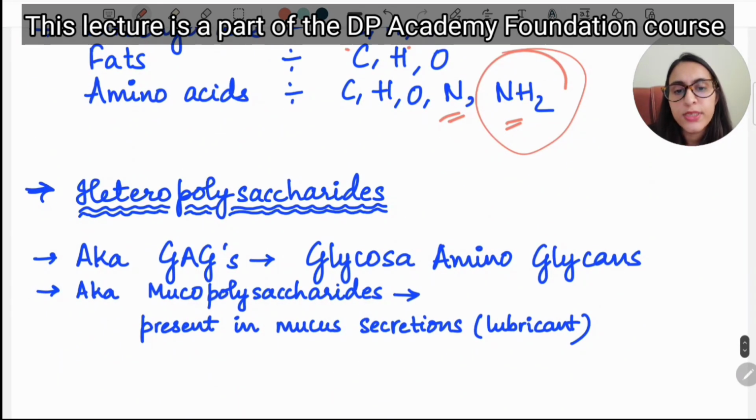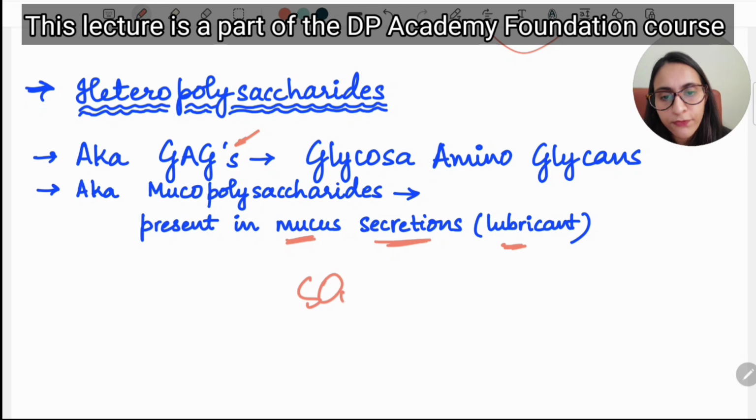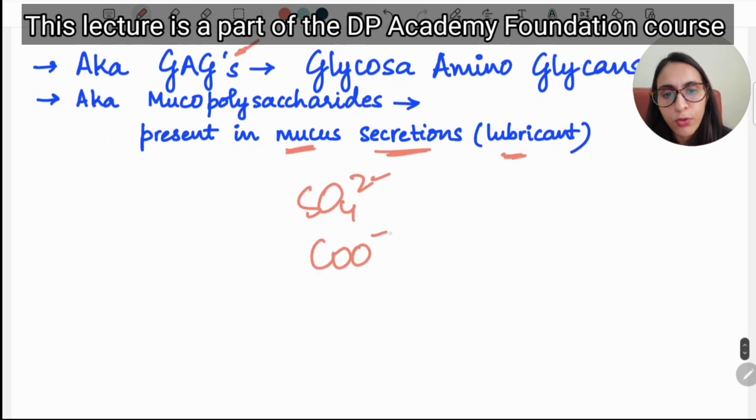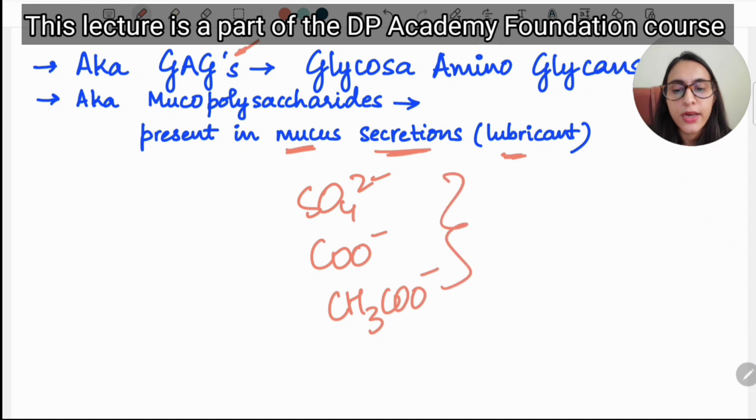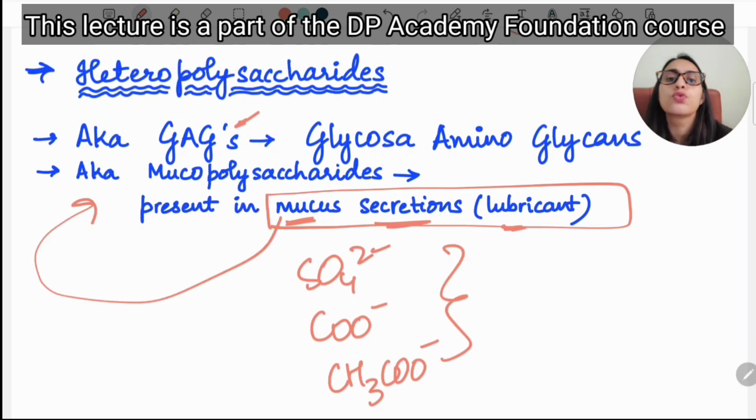Coming to heteropolysaccharides are glycosaminoglycans. They are also known as mucopolysaccharides. Why mucopolysaccharides? Because they are present in the mucus secretions. That is, they act as a lubricant because they contain negative charges, such as sulfates, carboxyl groups and acetyl groups. These negative charges repel each other and therefore make it slimy and slippery, and that is why they are present in mucus secretion. They are polysaccharides and mucus in nature. That is why mucopolysaccharides.